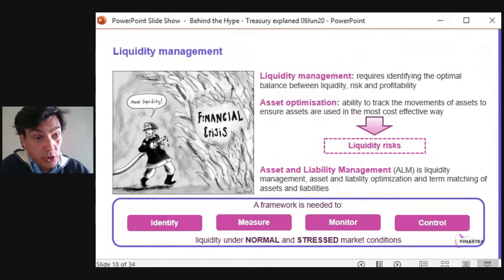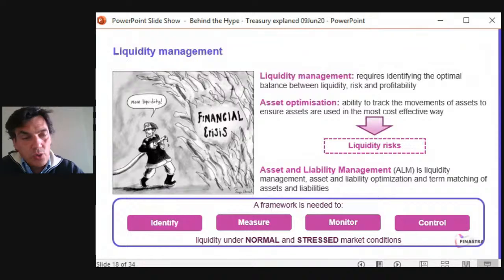But what does it mean for the treasurer? Actually, it means that they need to have in place the right framework so that they can identify the liquidity and the assets. They can measure them in terms of liquidity and in terms of risk. They can monitor it from one day to another, and actually they can control it, and they can audit it, and they can report it to the regulators. And you have to be able to do this in any circumstances.